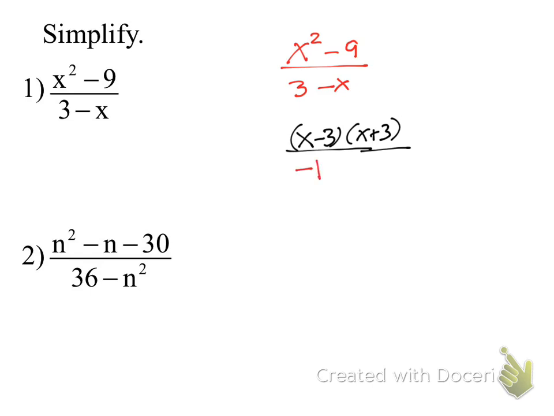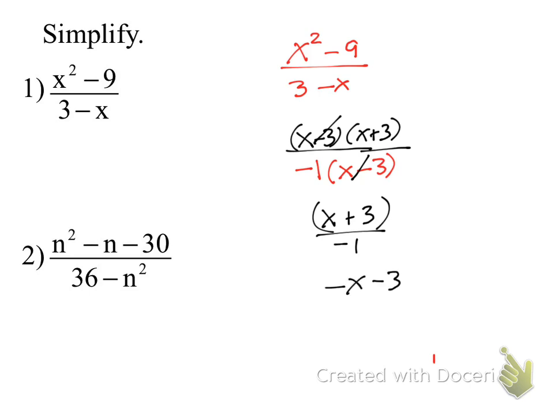Negative 1 times, how do I flip? What happens when I do negative 1? x minus 3. Now we can cross cancel. Now you're left with x plus 3 over negative 1, which if I were to divide everything by that, it would end up being negative x minus 3.